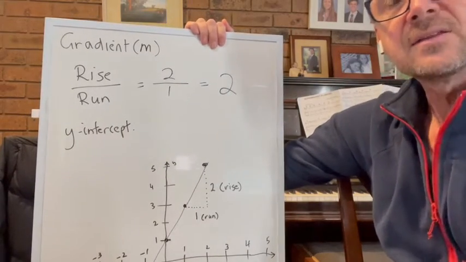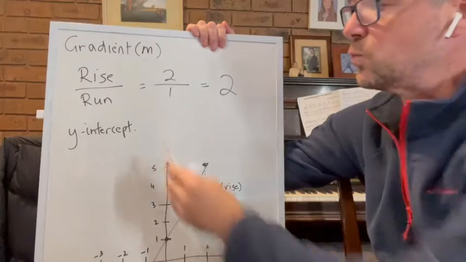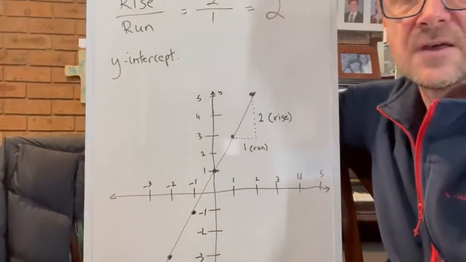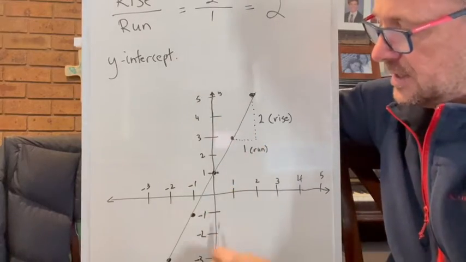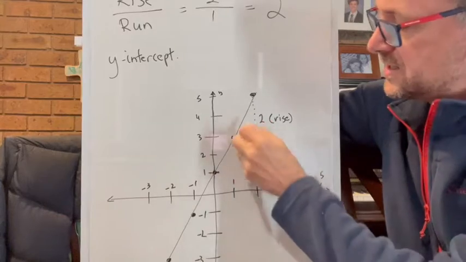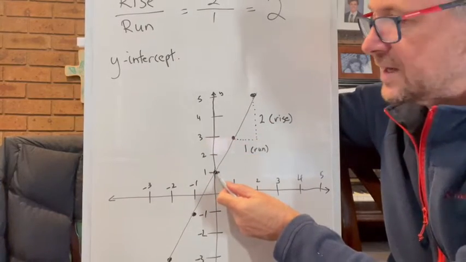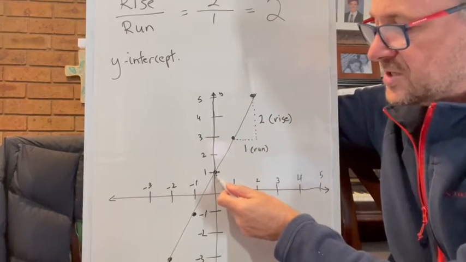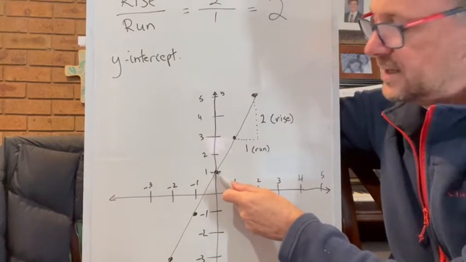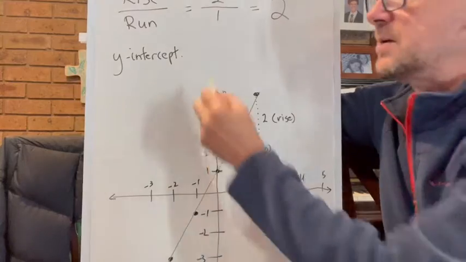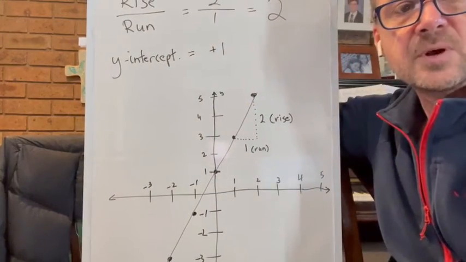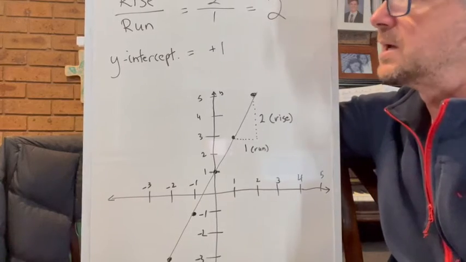Now the other thing that comes with gradient is the idea of the Y-intercept. The Y-intercept is where it crosses the Y, the Y line on our Cartesian plane. You can see where this line crosses the Y, and we can see that where it crosses the Y is +1. So that means in our equation, we would have a +1.